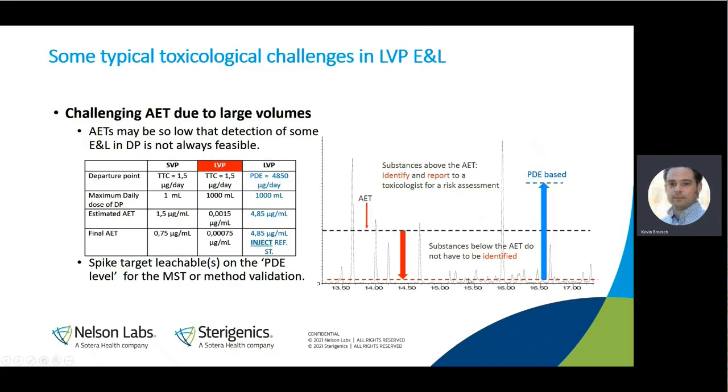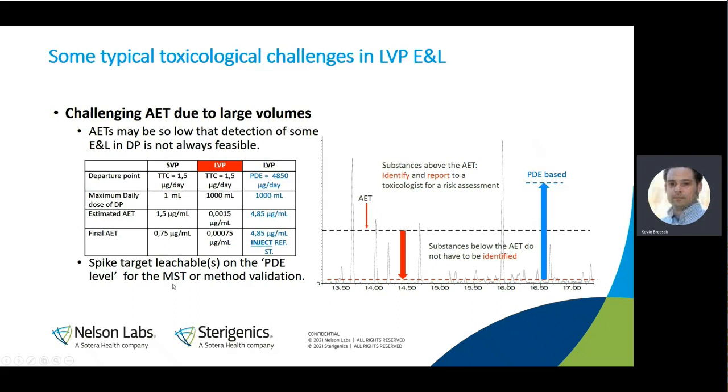compounds. So what you can do is look at your extractables data, see which compounds are of concern, and inject it into your blank matrix at the AAT, for instance. If you see it at the AAT level, you're good, meaning that your methods are sensitive enough. If you don't see it, you can spike at a higher limit at the PDE level. If you see the PDE level in your blank matrix, this compound, and you compare it with your leachables, and it is substantially lower, you're still in a safe case. So this is what we call method suitability testing.